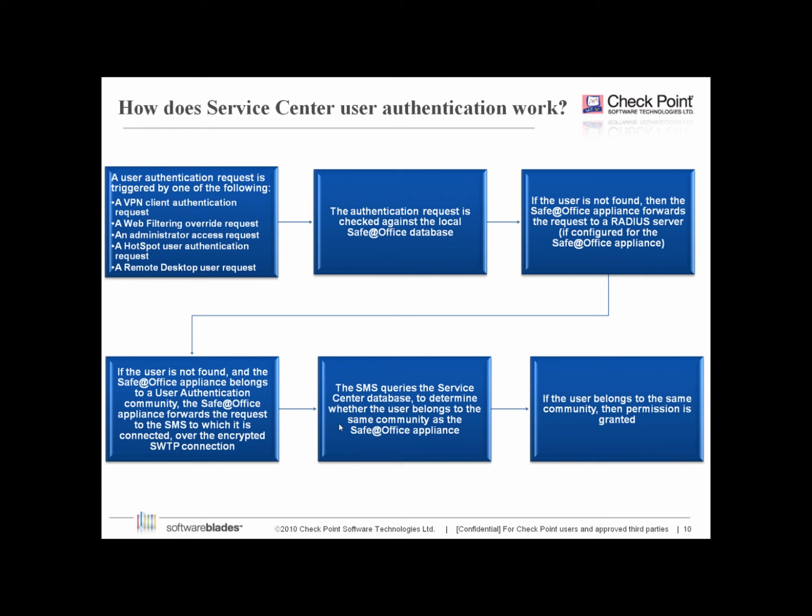If the user is not found, and the SafeIt appliance belongs to a user authentication community, the SafeItOffice appliance forwards the request to the SMS. Remember, the SMS is the module that is responsible for communication between the SMC and the gateway to which it's connected, over the encrypted SWTP connection. The SMS queries the Service Center database to determine whether the user belongs to the same community as the SafeItOffice appliance. Again, if a user belongs to the same community as the SafeItOffice appliances, then you can authenticate to each of those gateways. If the user belongs to the same community, then permission is granted.